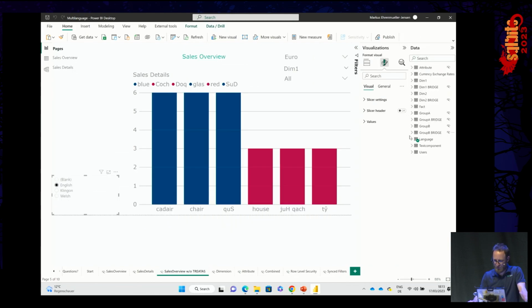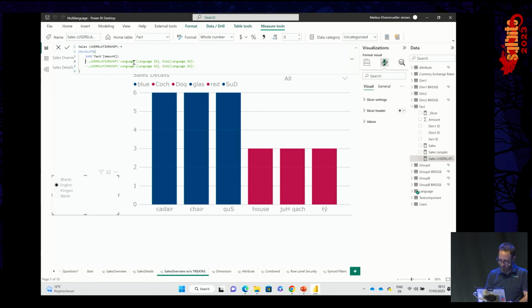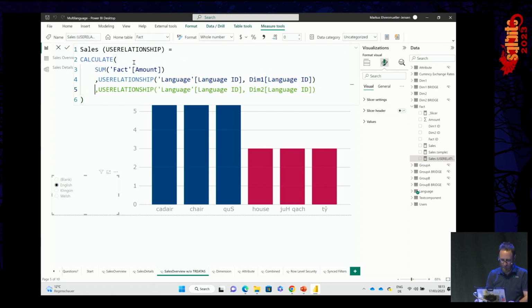So if we go to my fact table, I think I have the sales in here. This would be the right one, right? So I could just go there and ask for, please, I think no, I already have it there, right? There's another one here. So I have this USERELATIONSHIP. Right? So I want to calculate, let's zoom in here. So I ask for, please, there's an inactive relationship between the language ID and the language ID of the language table and the dimension 1 table. There's another inactive relationship between the language and the dimension 2 table. Please activate this, right?